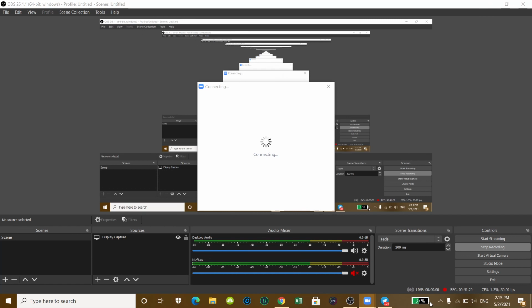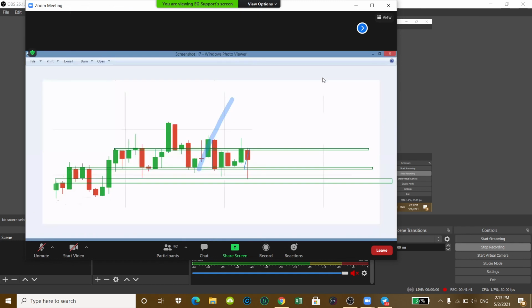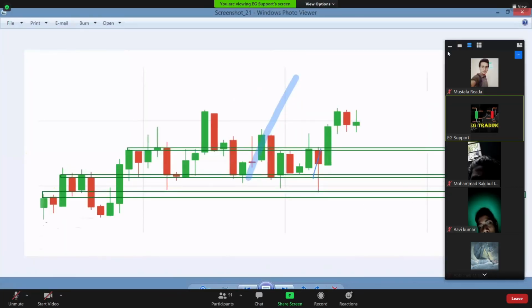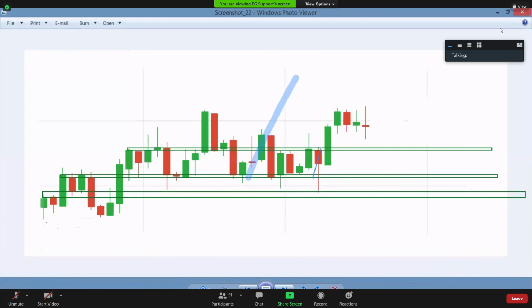Still an opportunity? No opportunity. Green, bullish, bullish. About the trade, avoid. We can expect bullish.